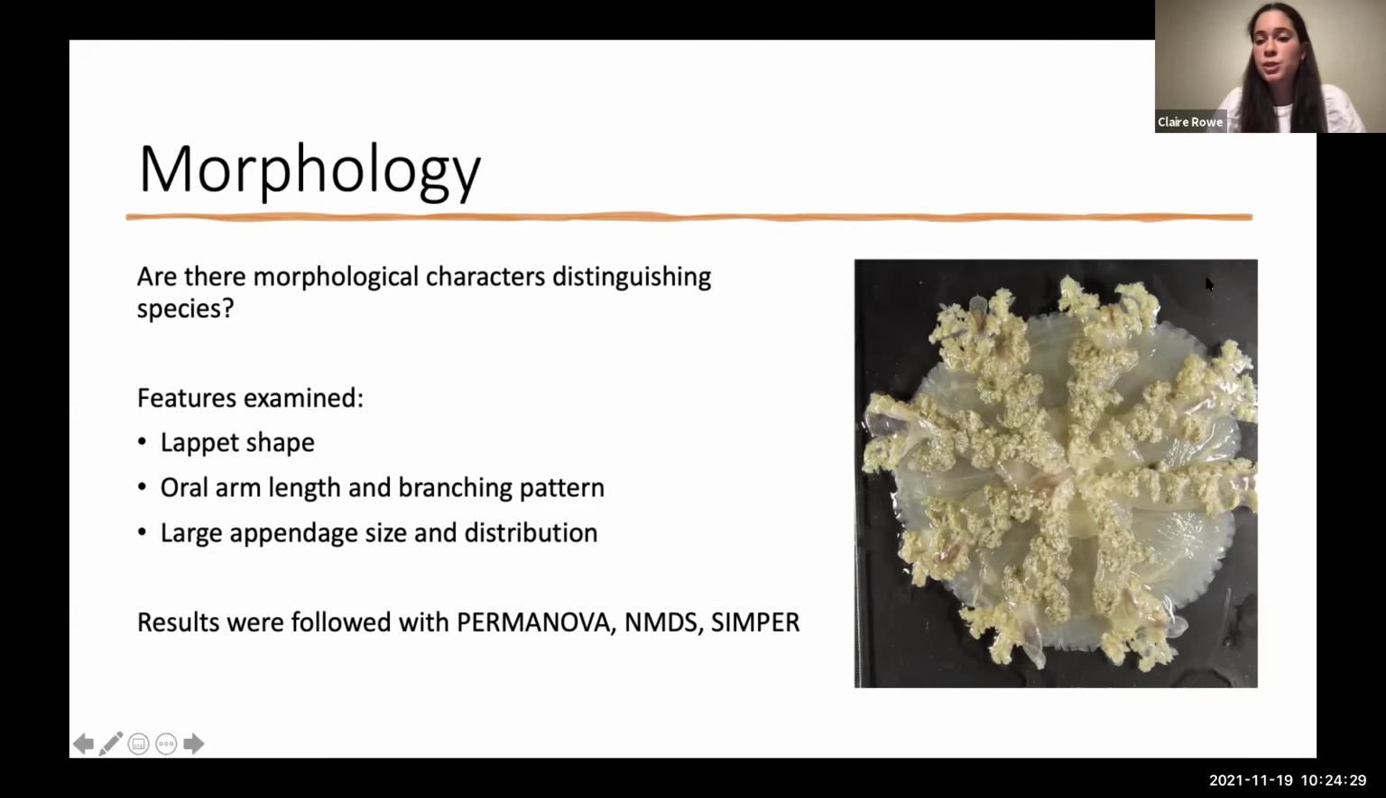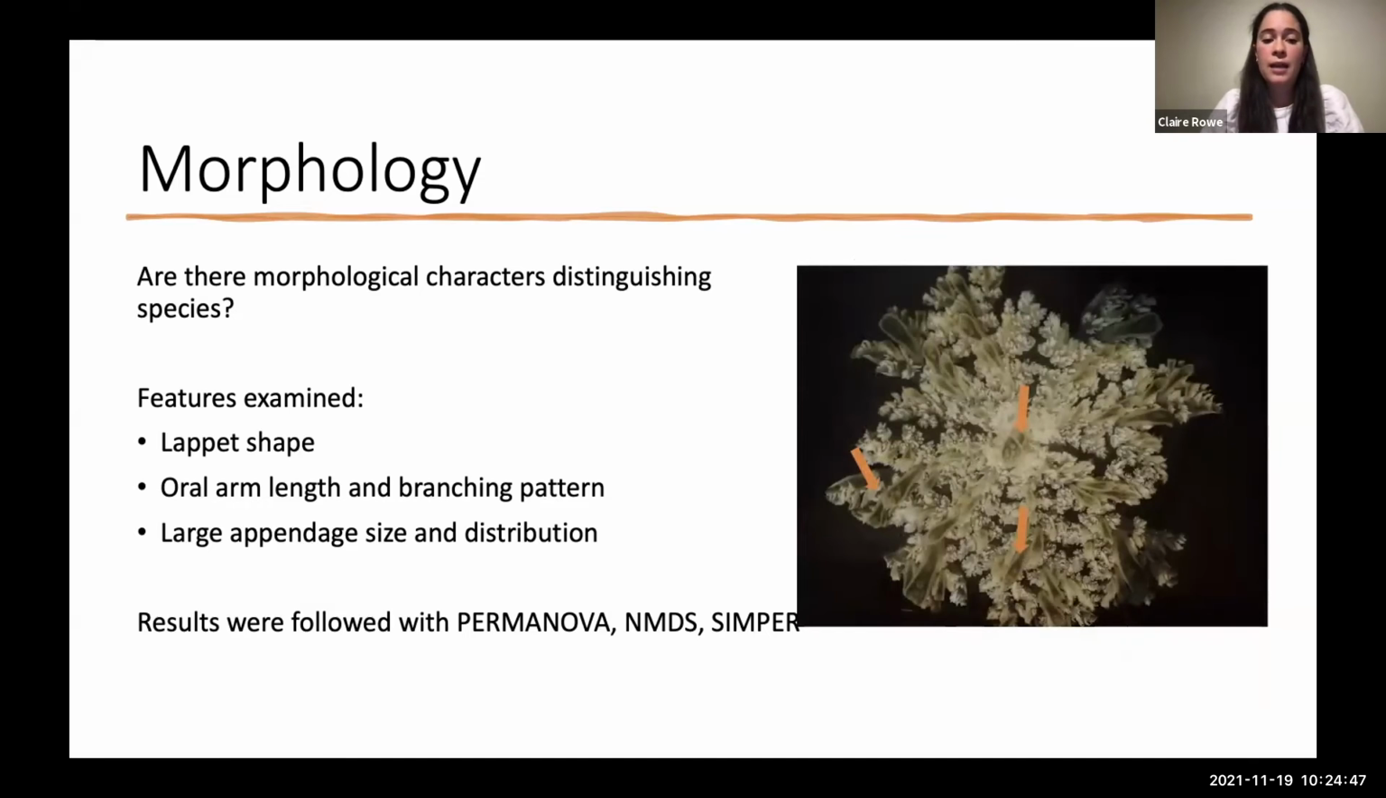Firstly is the lappet shape. So these are the little grooves that are occurring around the bell margin of the jellyfish. I then looked at the oral arm length and the branching pattern. So this is an oral arm here, and then the oral arm has lots of branches, little lateral branches that come off it, kind of like a tree. And then I also looked at the large appendages.